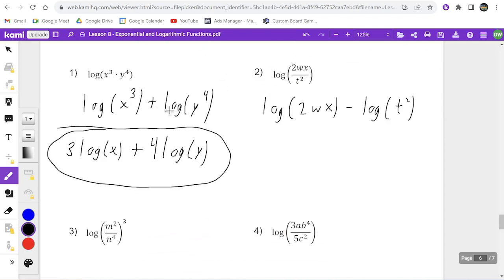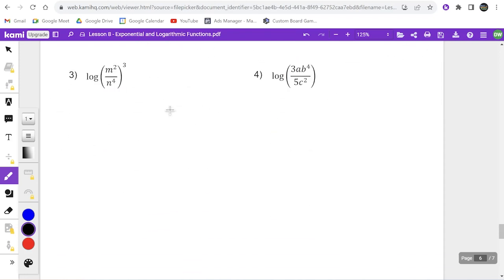Now, number 3 is a fun one. There's 2 different ways you can do number 3. I'm going to be doing both ways, and then I'll tell you which way I like better. Obviously, when on the test, don't do both ways. Just do the one you prefer.